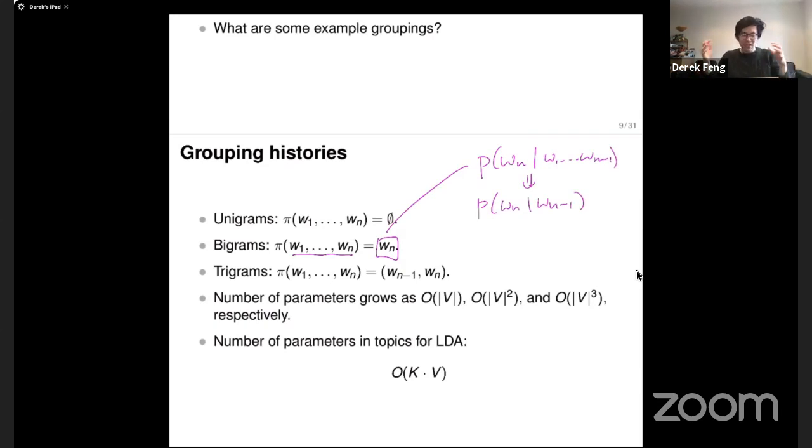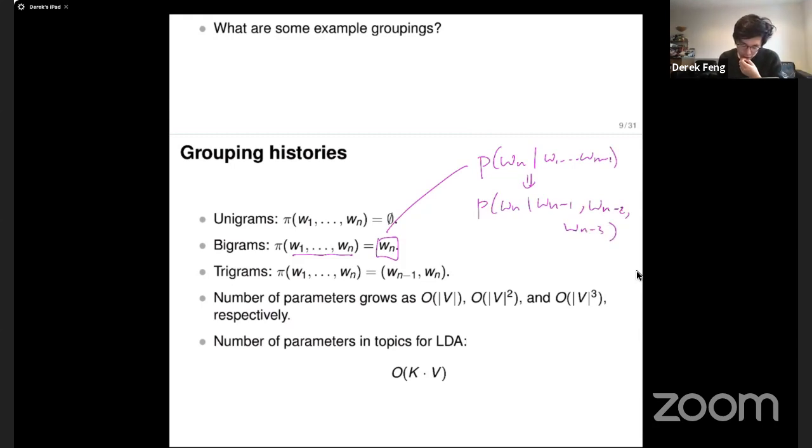I'm actually just going to replace that with p of w_n given w_{n-1}. Intuitively, I'm going to simplify my language model. I'm not going to care about the full history. All I'm going to do is look at the previous word, for instance. The previous word seems a little bit crude, so let's look at the last 2 words, or the last 3 words or something.